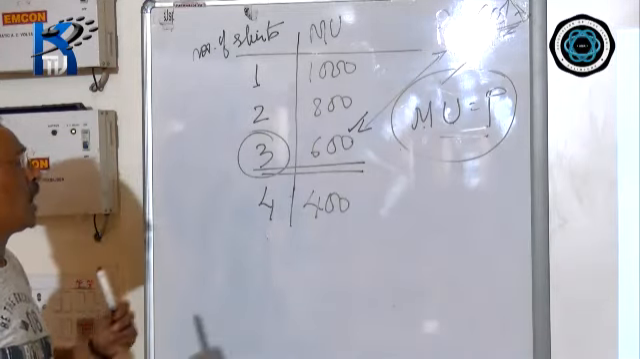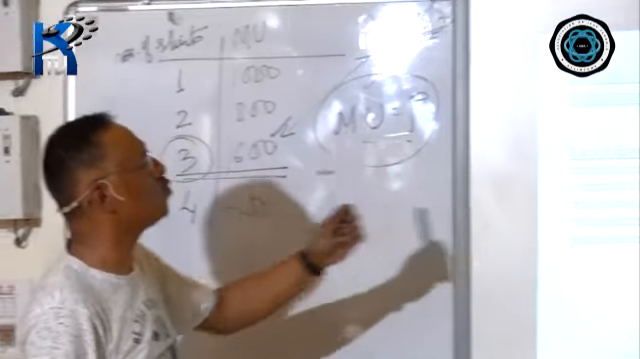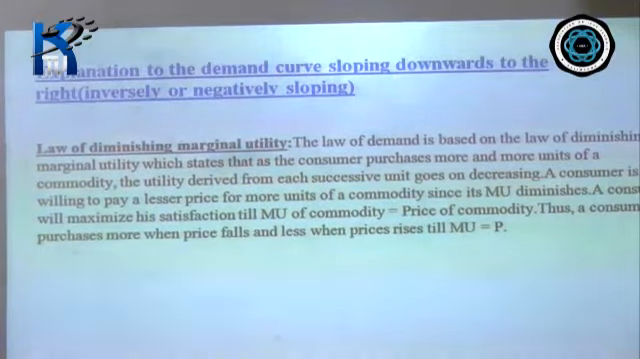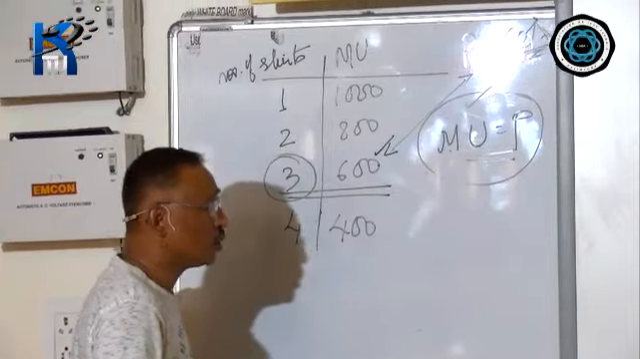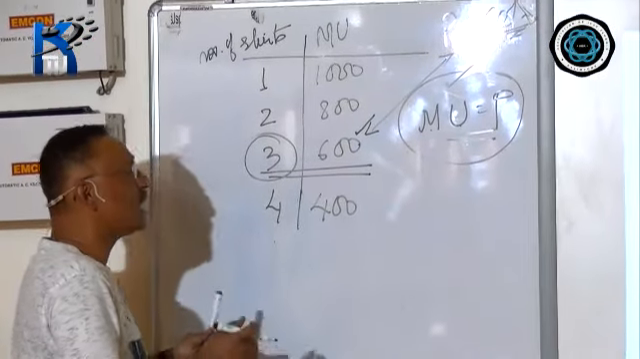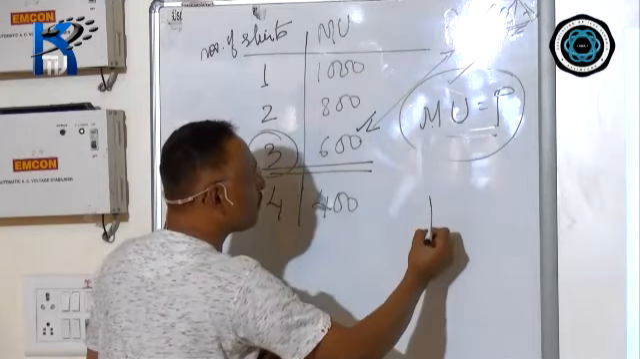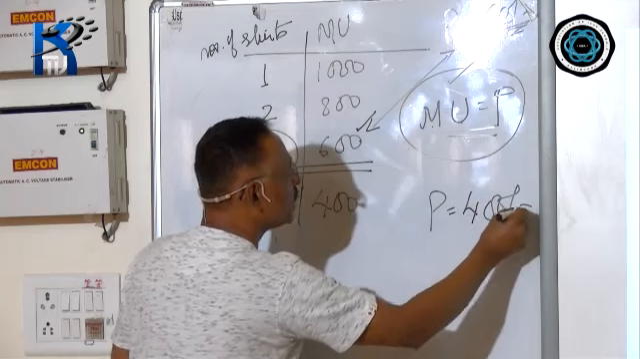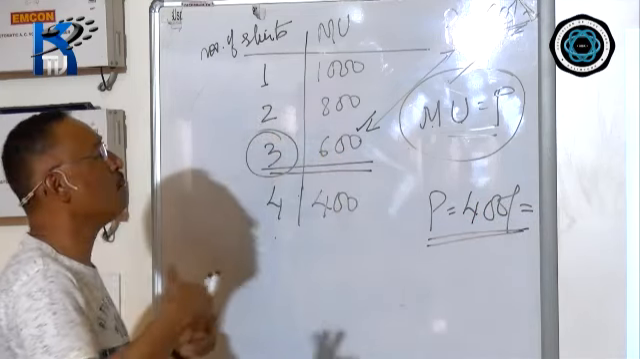Now, to explain that the demand curve slopes downwards towards the right, that means to say that when the price falls, a consumer will buy more units of a good. To explain that, let us say the price falls. Price is 600, now the price is 400 rupees. The price is cheaper. What do you know? When the price is cheaper, then a consumer will buy more.